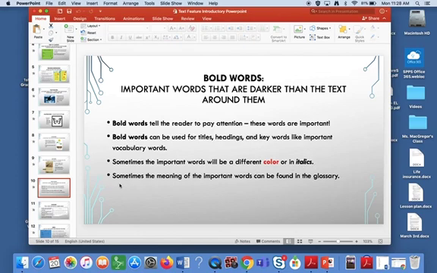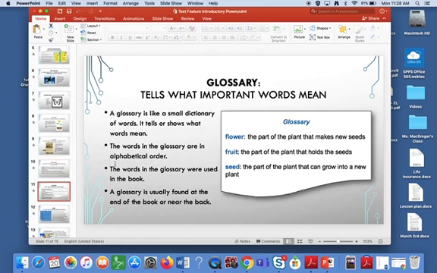Sometimes the meaning of the important words can be found in the glossary, and the glossary is at the end of the book and lists the words out like a dictionary with their definitions. So right here is the glossary. It tells what important words mean. The glossary is always at the end of the book.